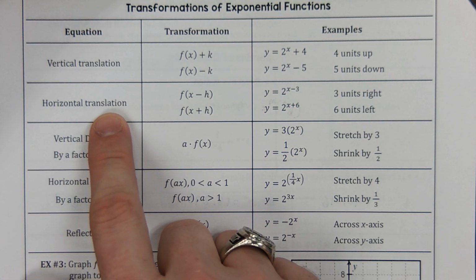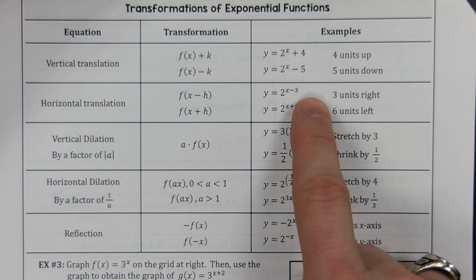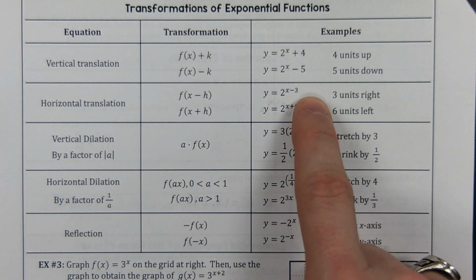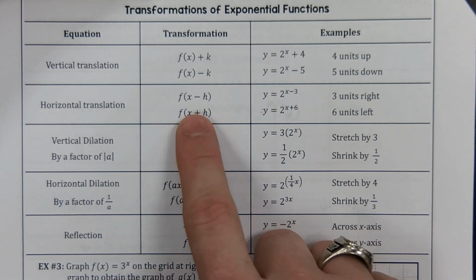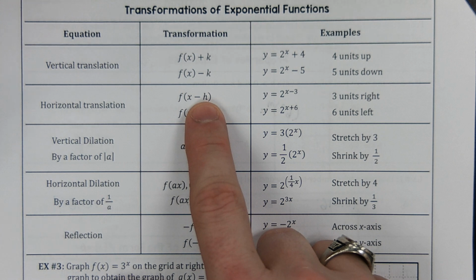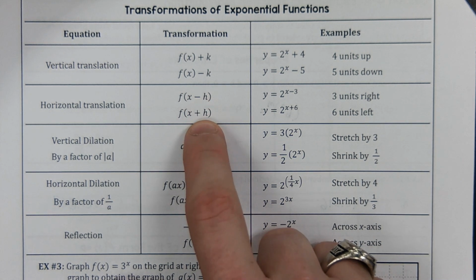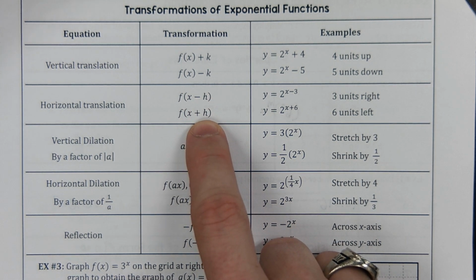So if you have addition or subtraction in the exponent position, this is you shifting left and right. But remember, horizontal inside opposite. So subtraction in the exponent is actually shifting to the right. Addition in the exponent is actually shifting to the left.